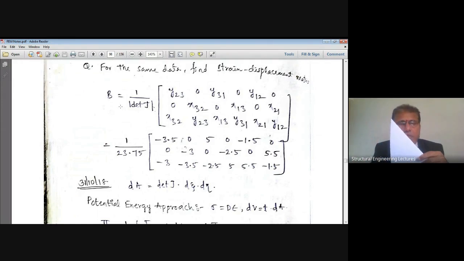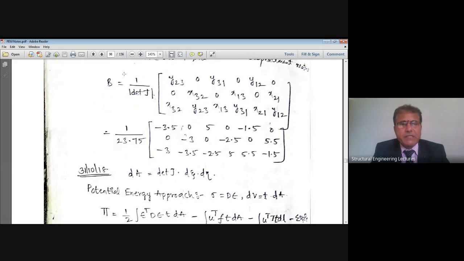Now, the third problem for the same data, for the same triangle, what you have seen for an interior point, its location is given. Now you obtain or find the strain displacement matrix B, right? We already derived the strain displacement matrix, which is the 3 by 6 matrix as 1 by det J, y23 0 y31 0 y12 0, 0 x32 0 x13 0 x21, x32 y23 x13 y31 x21 y12.